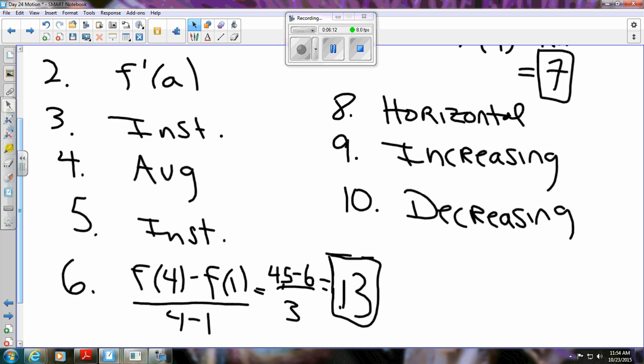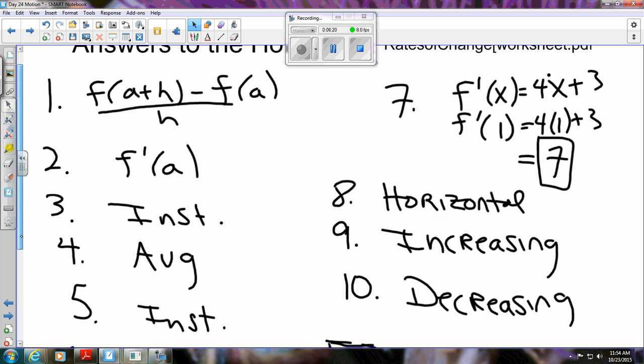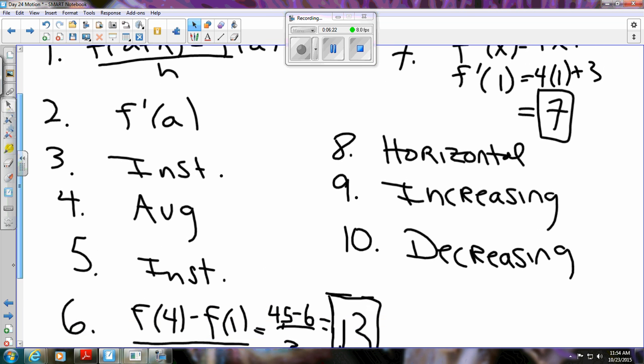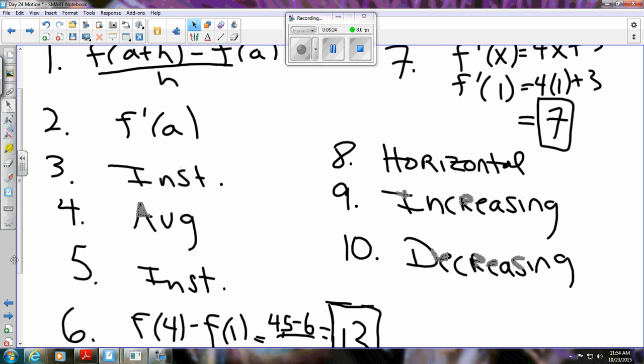Then for 7, you wanted to find the instantaneous rate of change. So you had to take the derivative and plug in 1, and you should have got 7 for that. So for 7, the answer was 7. Get that one? Okay.